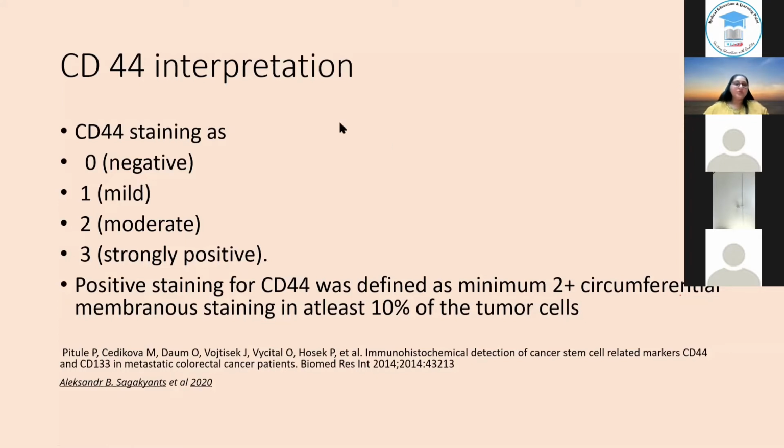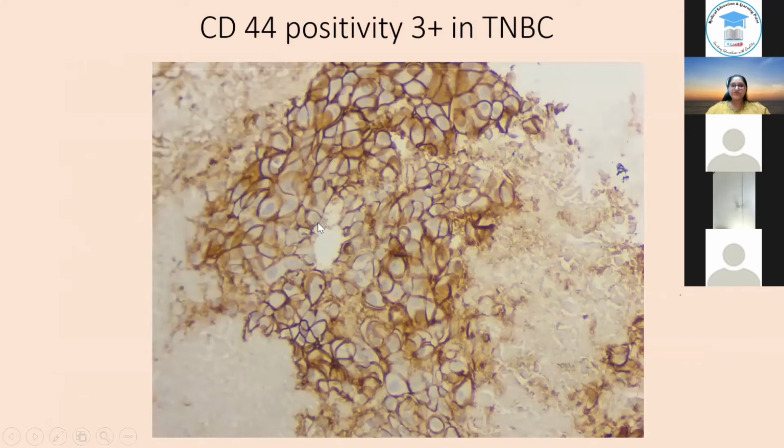Okay. So what is the type of staining pattern we followed? 0 negative, 1 mild, 2 moderate, and 3 strongly positive. Positive staining was defined as minimum 2 plus circumferential membranous staining. Most important, please see it is also membranous positivity in at least 10% of tumor cells. This is according to the guidelines by Pitule et al. in 2014 and also Alexander B. in 2020. These are the latest guidelines universally followed everywhere, that more than 10% of cells are positive for CD44.